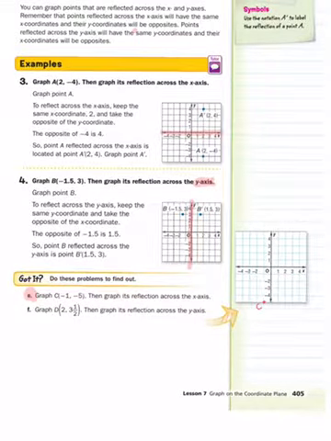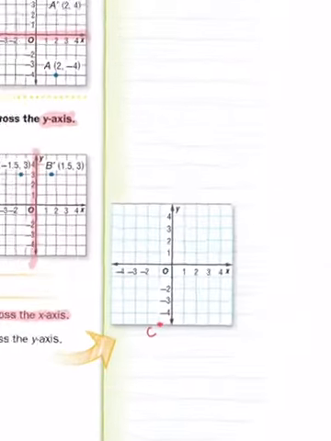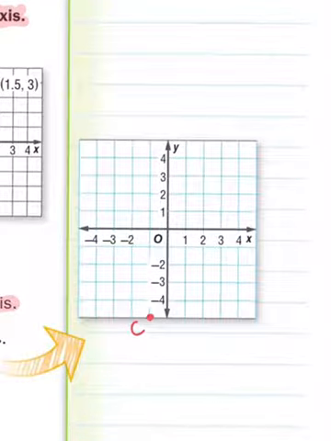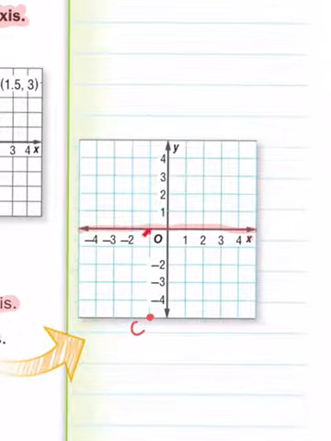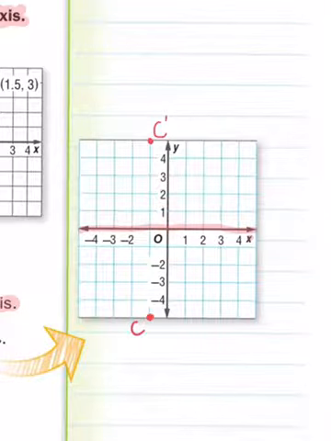I'll highlight it here, says then graph its reflection across the x-axis. So let's see if you got this one right. First, the x-axis is right here. Now my reflection, if C is 5 below the x-axis, the reflection is going to be 5 above. So it's going to be right here. And I'm going to label that C with the little mark to show that that's the reflection of C. So if you had that one, give yourself a C.